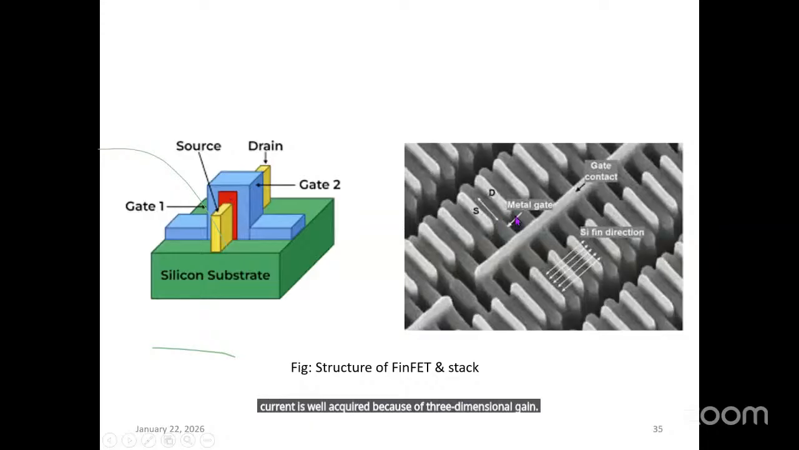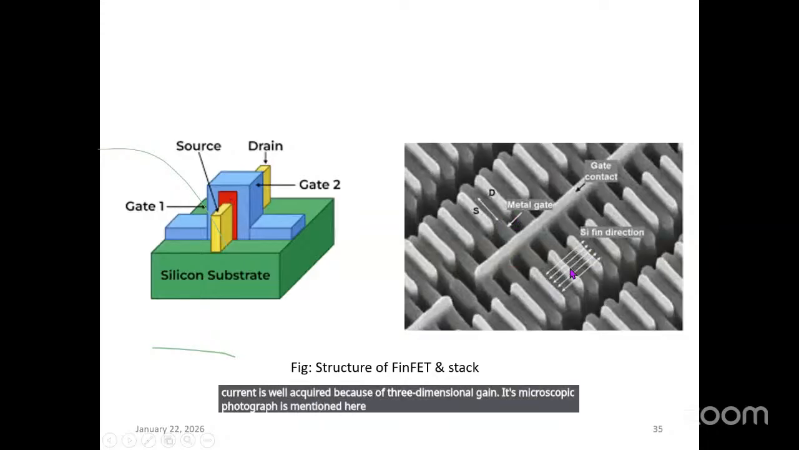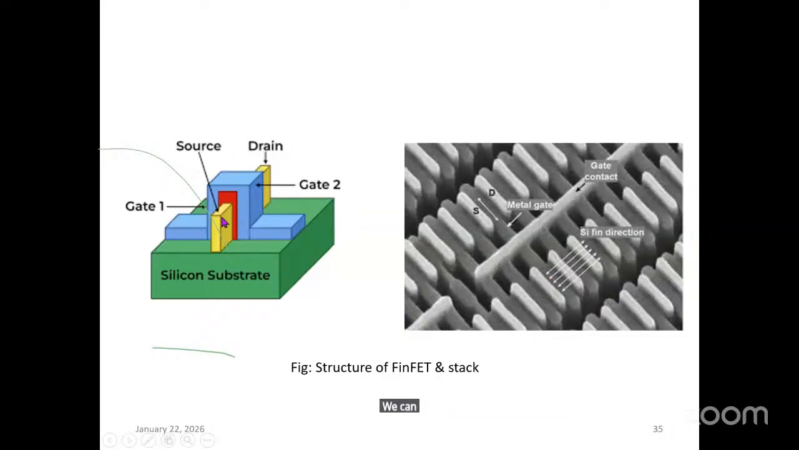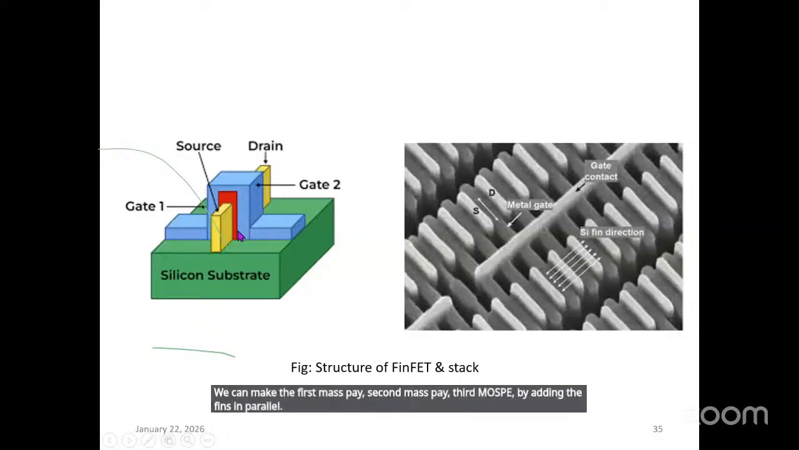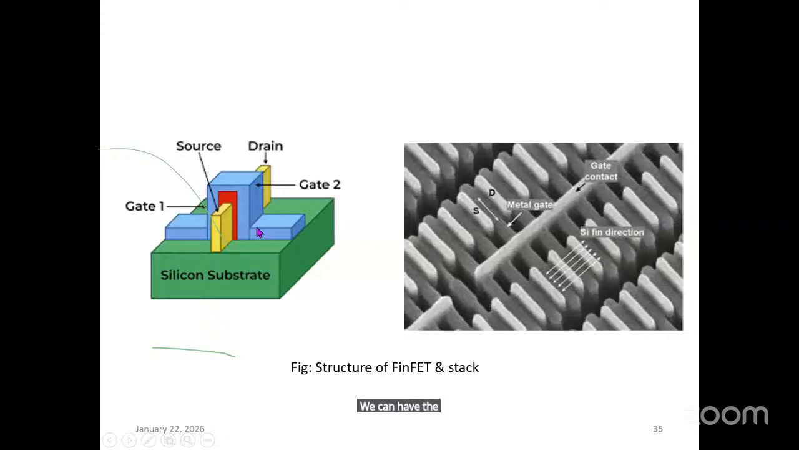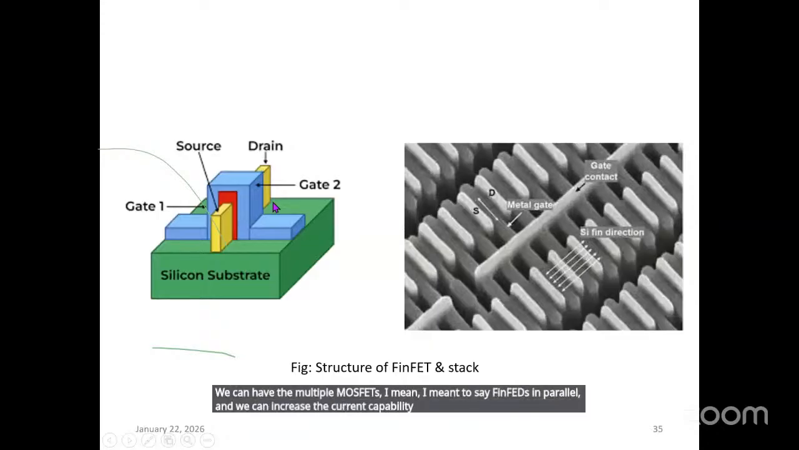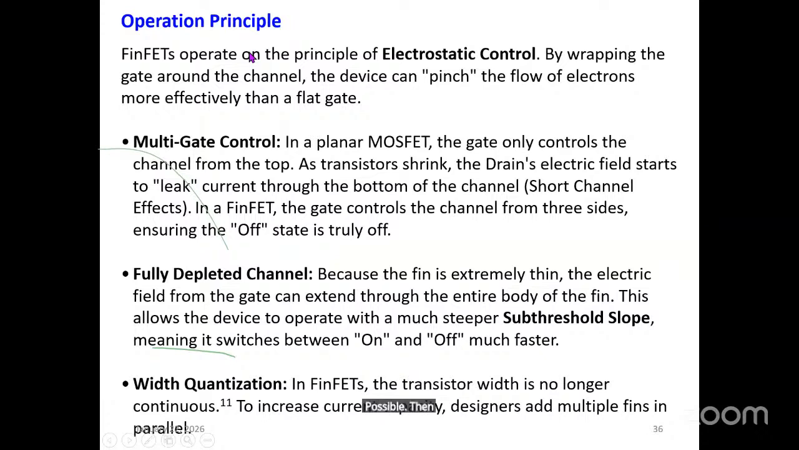Its microscopic photograph is shown here. These are the fins, and we can make the first MOSFET, second MOSFET, third MOSFET. By adding the fins in parallel, we can have multiple MOSFETs. I mean to say FinFETs in parallel, and we can increase the current capability of the FinFET very easily to make it operative at high current. Then its operating principle, it is automatic control, no doubt. Instead of reading everything, I will tell you in a nutshell: multi-gate control, fully depleted channel, and quantization.